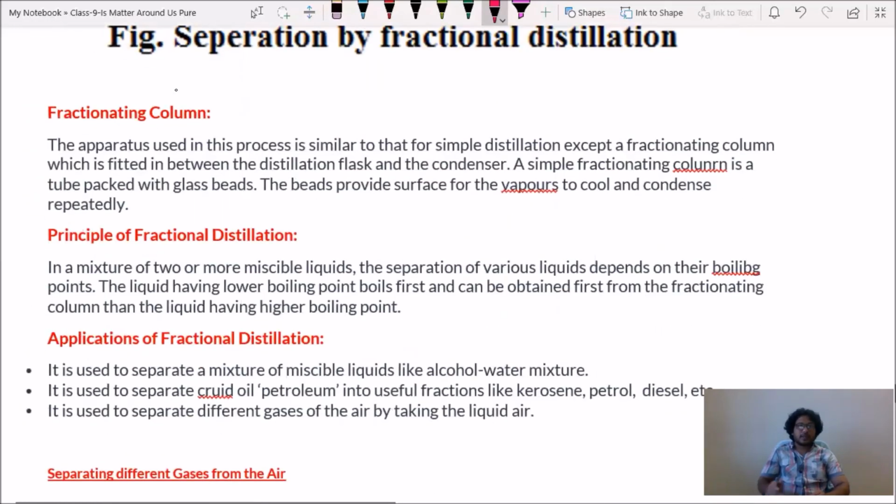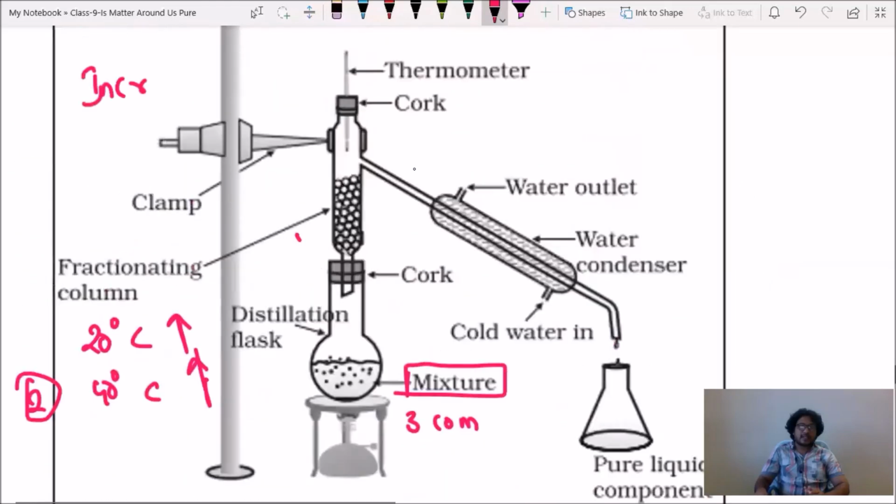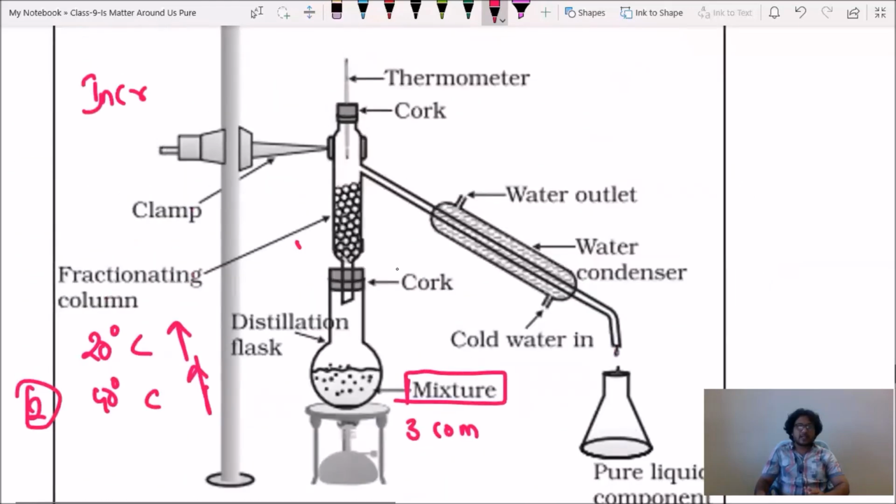And in that you need to learn about the fractionating column. The apparatus used in the process is similar to simple distillation. So in fractional distillation, what apparatus are we using? In simple distillation, the same apparatus we are using, except a fractionating column which is fitted in between the distillation flask and the condenser. So in between the distillation flask and condenser, we'll use a fractionating column.